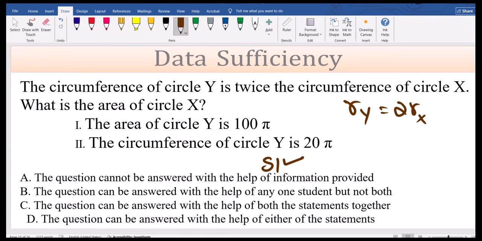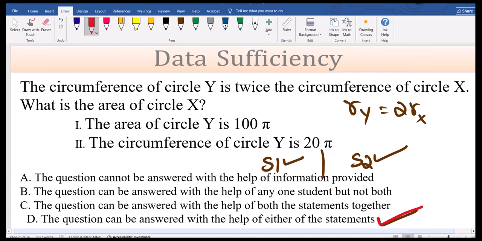From the question itself, the relation between y and x is that the radius of y is double the radius of x, because circumference is 2 pi r. 2 pi ry is 2 times 2 pi rx, the 2 pi gets cancelled, and we get the radius of y is double the radius of x. Now statement 2 alone: circumference of y is 20 pi, which means circumference of x will be 10 pi. 10 pi equals 2 pi r, so r equals 5. We can calculate. So 2 alone, 1 alone, both are okay. The answer will be either of the statements.